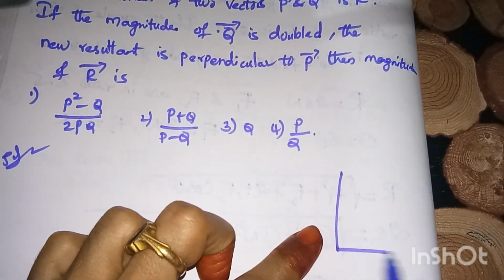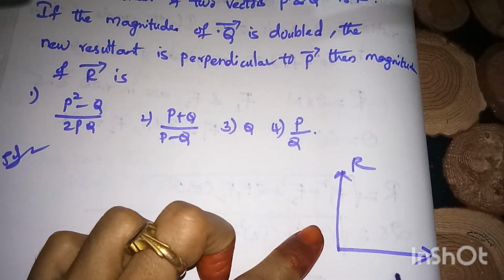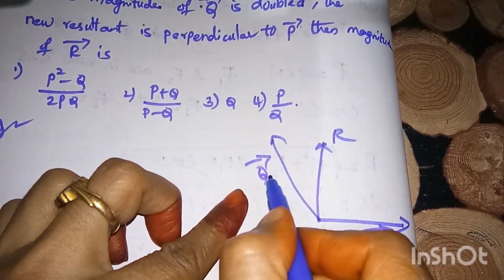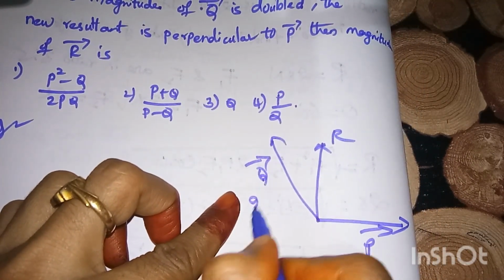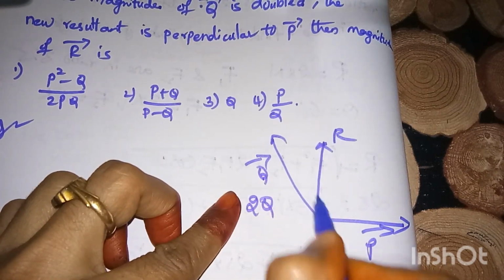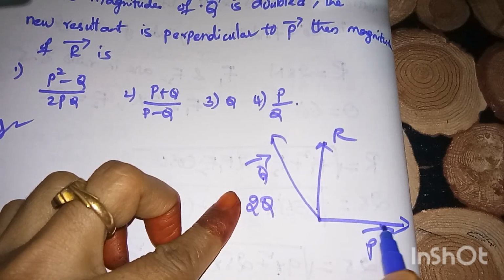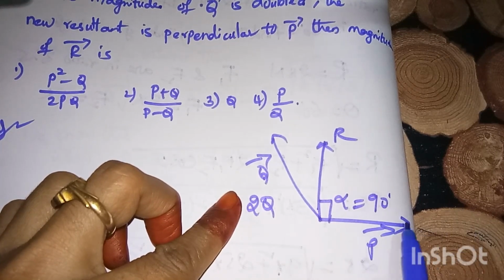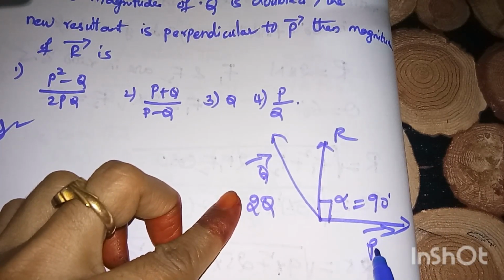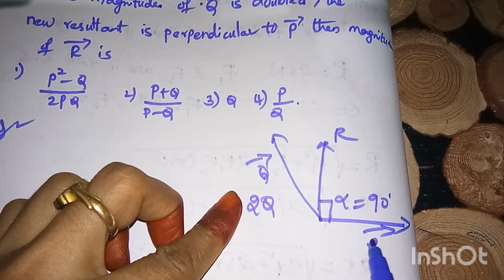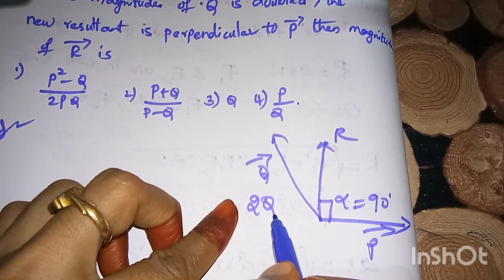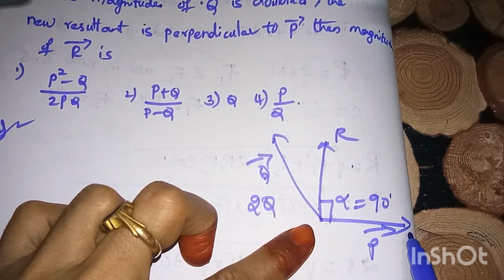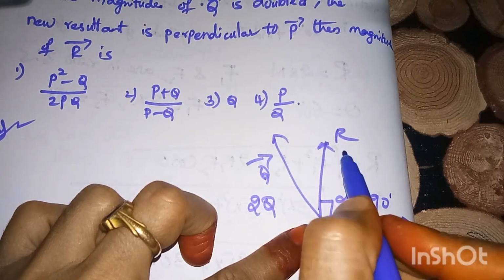So this is the resultant, this is p bar and this is q bar. Here the magnitude of q bar is doubled, that is 2q. Then the resultant is perpendicular to p bar, which means alpha becomes 90 degrees. We all discussed that the angle between the first vector and the resultant is alpha. So as the magnitude of q bar is doubled, the resultant is perpendicular to p bar, and the angle between p bar and r is 90 degrees.